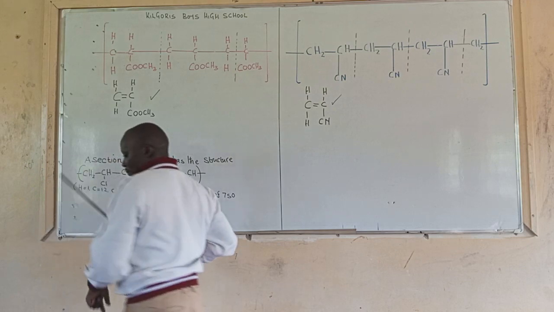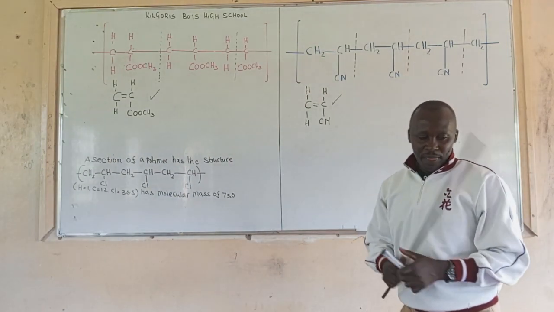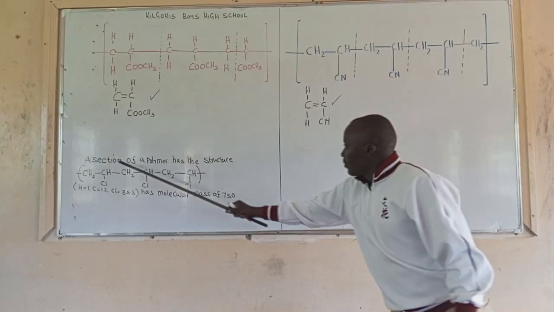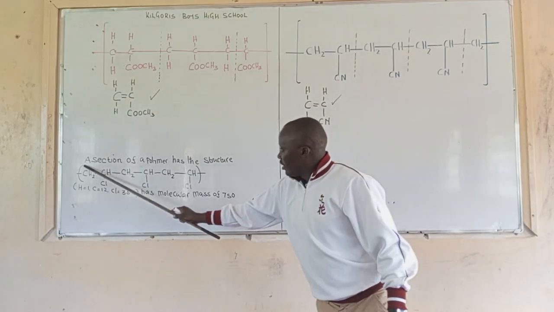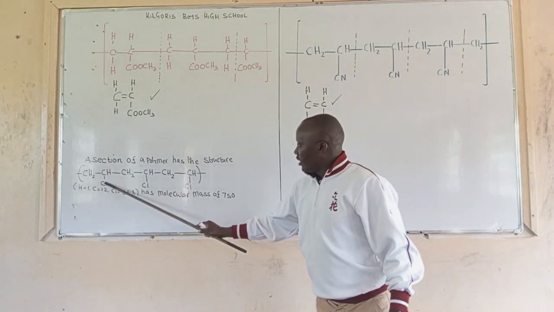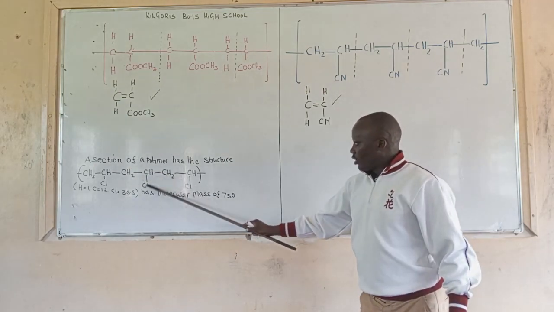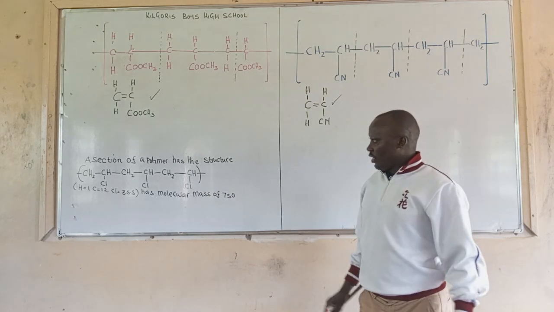Now we have another one here. A section of a polymer has the following structure. The structure starts with CH2, CH, then we have chlorine. We have CH2, then CH, chlorine, CH2, CH, then we have chlorine.